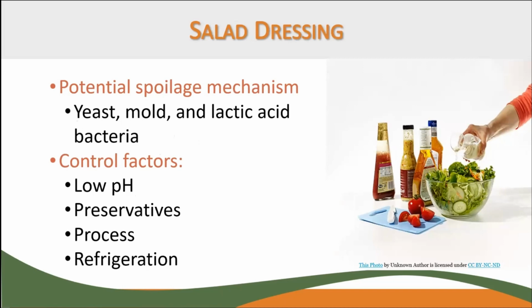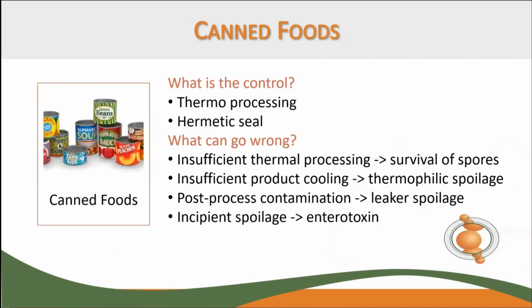For salad dressing, the control factor is usually low pH. Low pH is good for controlling most bacteria, but we know yeast, mold, and some lactic acid bacteria can tolerate low pH, so they may be able to grow. So in some dressings, they use preservatives to help prevent spoilage. And then they can also refine the process of making the salad dressing, like hot fill or other water treatment and environmental control. And some salad dressings may require refrigeration to ensure the shelf life.